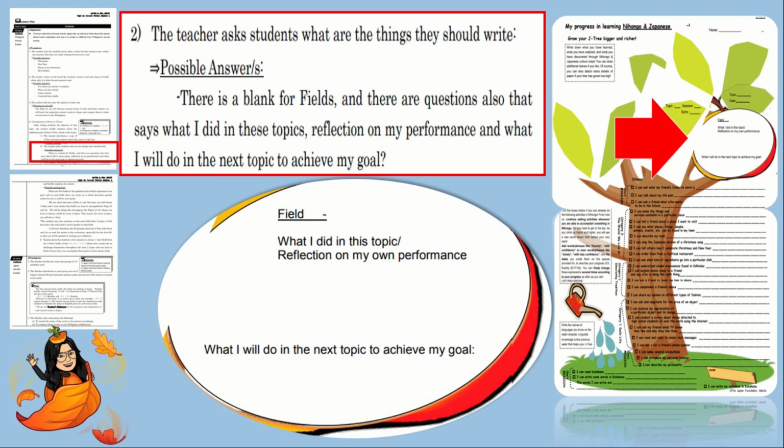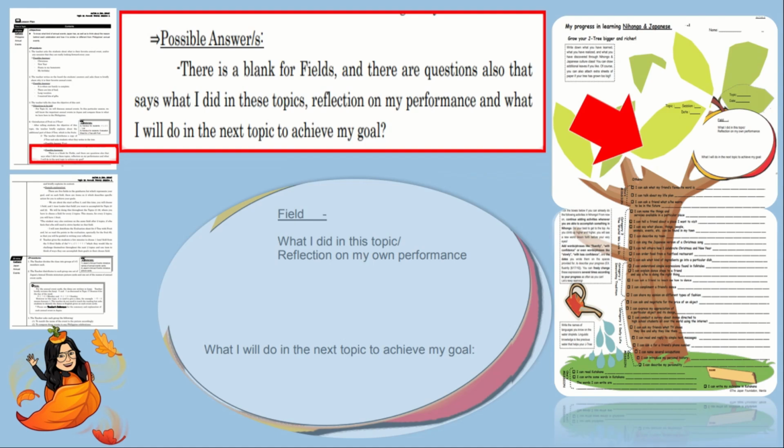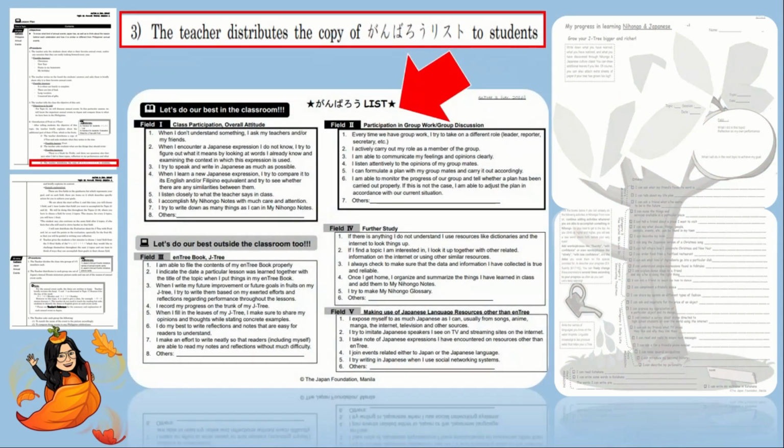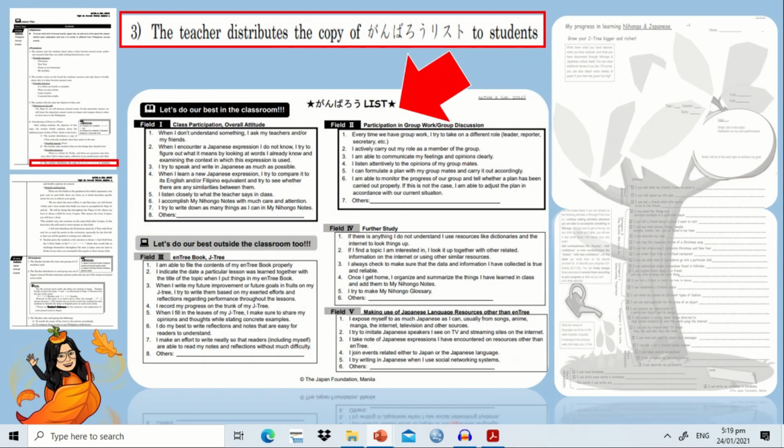In the fruit, they're going to write the following. We have 2 guide questions and a field. For them to fill up the fruit of the J3, they need this one as their guide, the Ganbaro List. There are 5 fields in the Ganbaro List, which represents your goal, and on each field, there are items on it which describe specific actions for you to achieve your goals. Give your students ample time for this one.